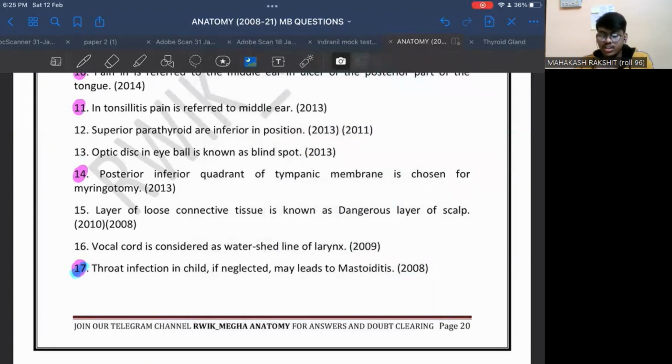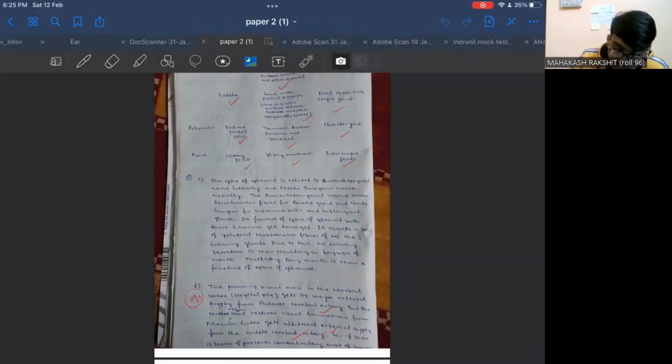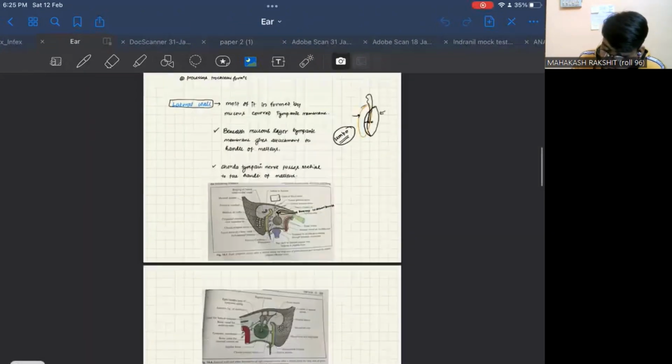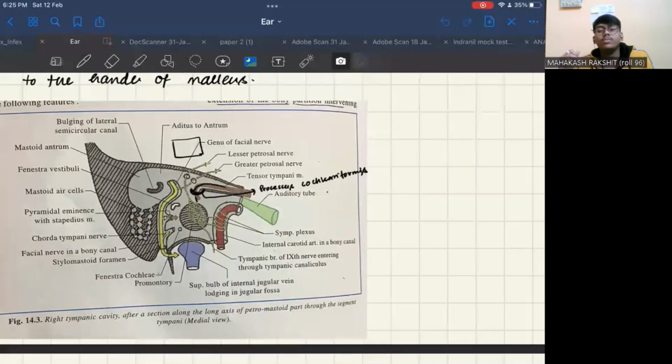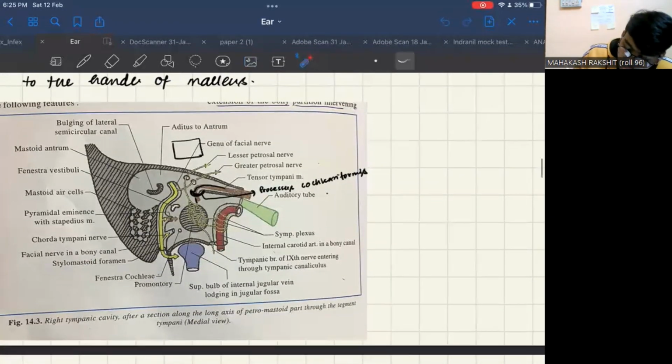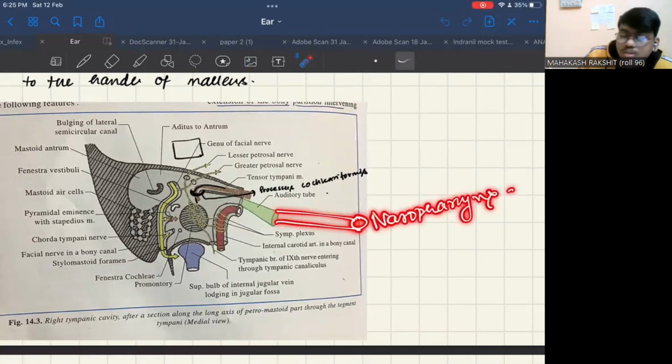Next question: throat infection in a child, if neglected, may lead to mastoiditis. Why? This is a very plain and simple answer. Throat means pharynx. Think about the nasopharynx. In the nasopharynx, we find the opening of the eustachian tube or auditory tube, right? From the nasopharynx, the auditory tube is in connection with the middle ear cavity. Here you can find that this is the auditory tube. It opens in the nasopharynx, laterally. So if there is infection in the nasopharynx, it will go from here all the way to the middle ear cavity. So nasopharynx infection may lead to infection in the middle ear cavity.